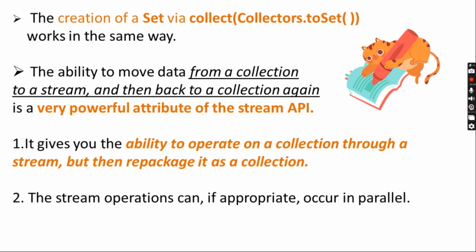So it is a very powerful action we have understood now. Move data from collection to stream and stream to collection. It is a very powerful attribute of the stream API that we are learning right now. What are the advantages of this? You can write them down. It gives you the ability to operate on a collection through a stream, but then repackage it as a collection. We can operate on a collection through a stream, but again repackage it as a collection.